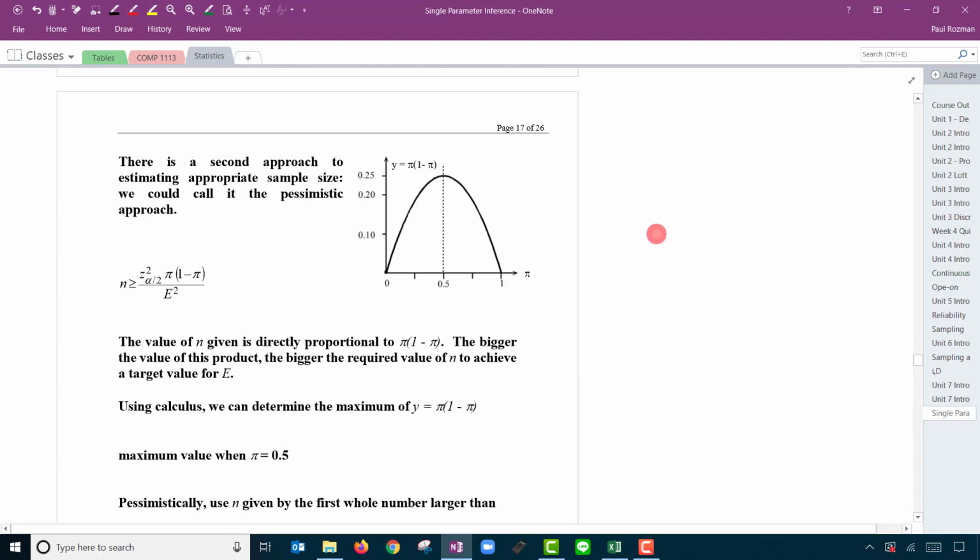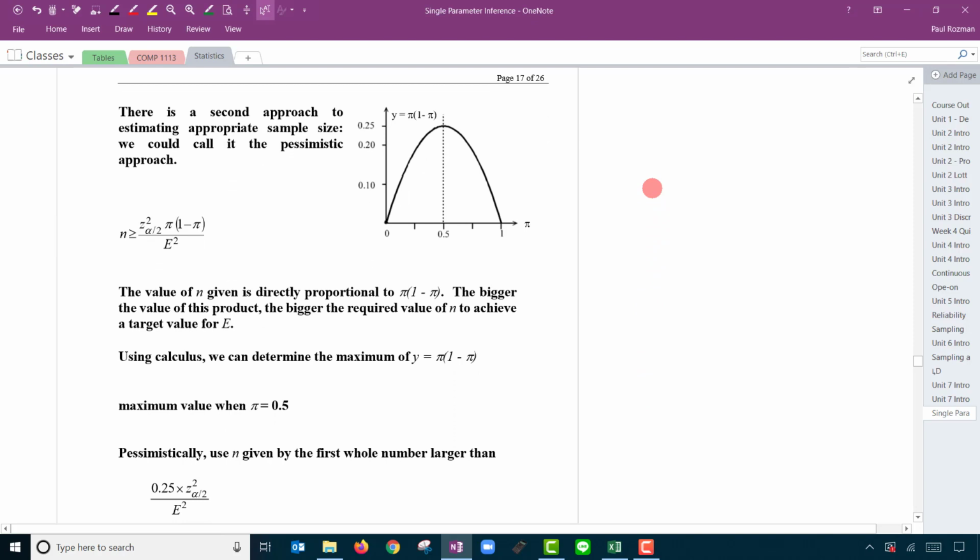So we could take another approach. I call it the pessimistic approach. Basically, I'm trying to find an estimate for pi times 1 minus pi. I want to put something in for that. Well, if I could replace that with the maximum it could ever achieve, then I'll always make sure that my sample size is large enough. So what is the largest thing that pi times 1 minus pi can ever be? And keep in mind that pi is a proportion, so it's between 0 and 1.